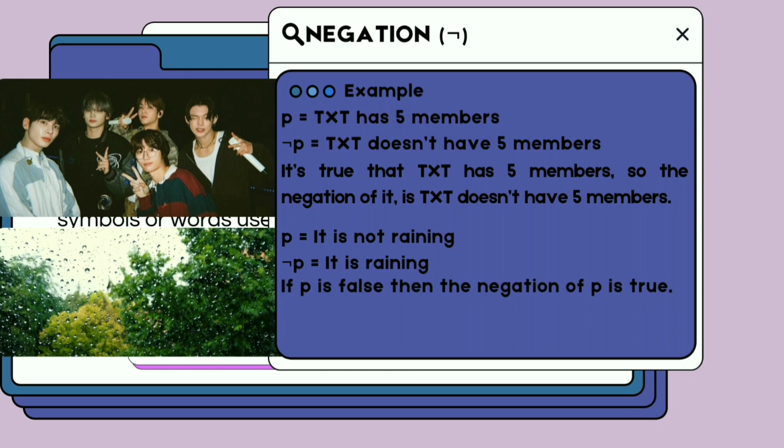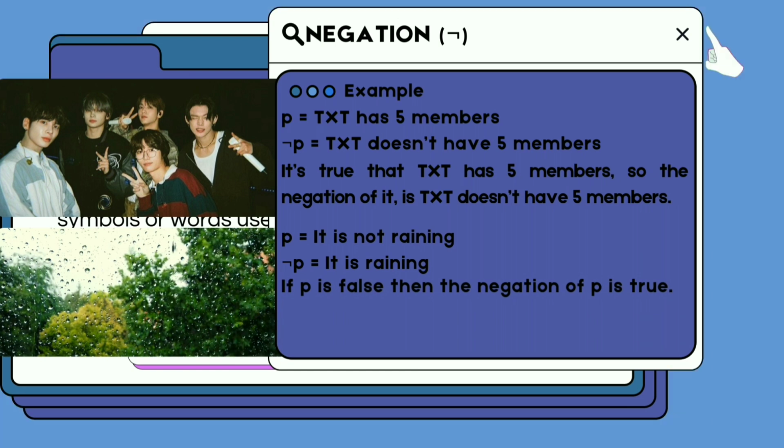The second example, P represents it is not raining, so the negation of P is it is raining. If P is false, the negation of P is true. I can say that this simply flips the truth value of a statement.